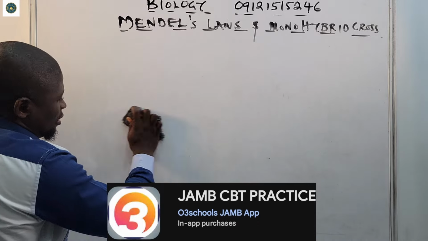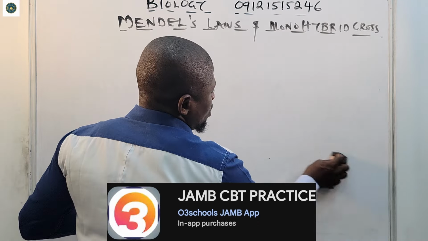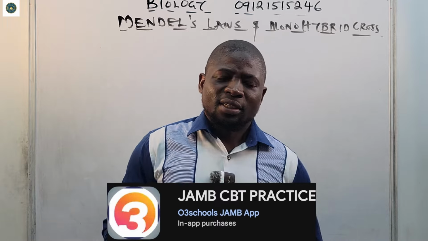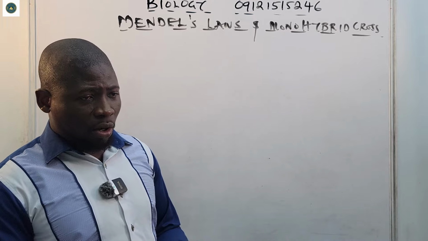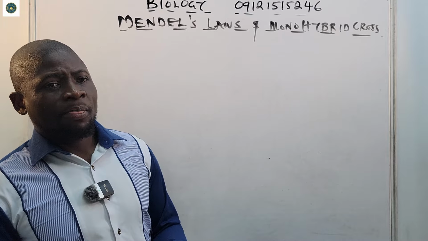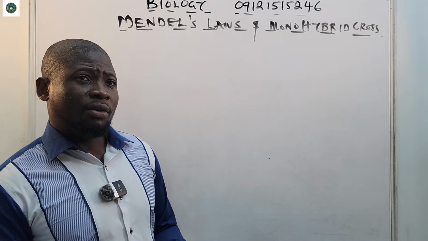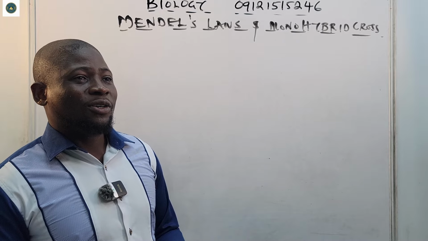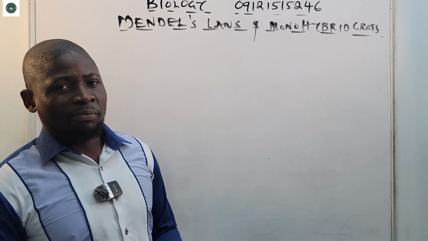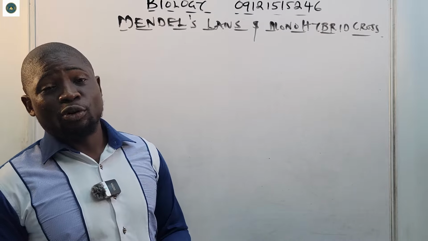So Mendel's laws and monohybrid cross. Basically, we're going to be looking at all the work that Mendel did, and we're going to see all of the scientists that worked on genetics, variation and all the likes. Sometimes JAMB will ask a question, or I could ask a question, which of the following scientists is not related with genetics. So you can be able to discern. We do not want to leave any stone unturned.